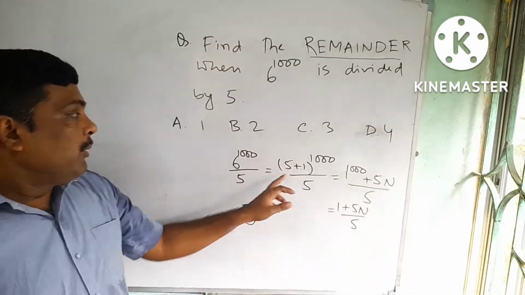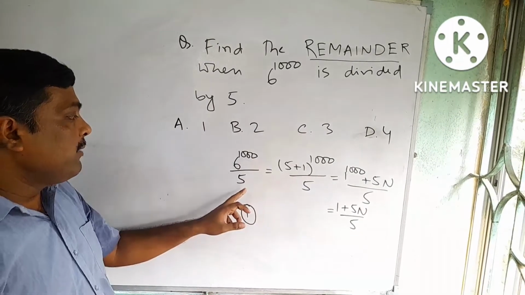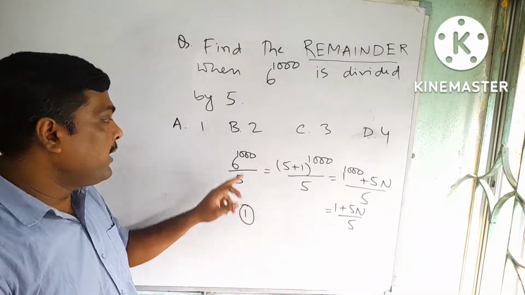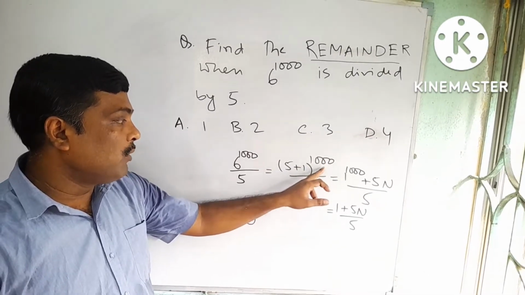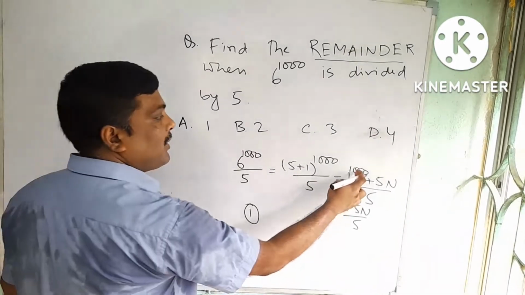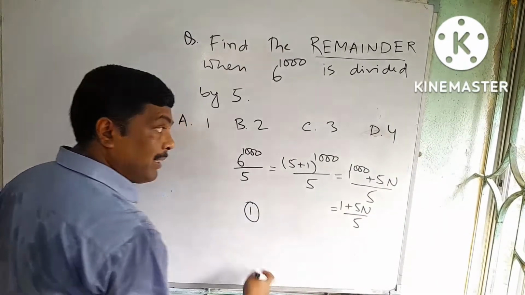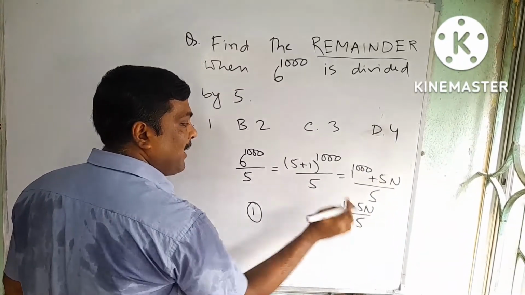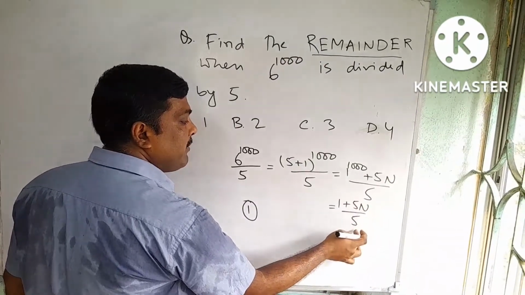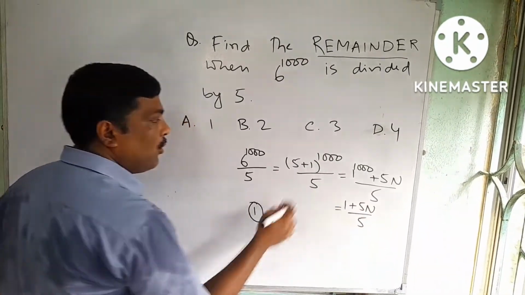Okay? 6^1000 is divided by 5, find the remainder. 6 can be written as 5 plus 1, so (5 + 1)^1000 is 1^1000 plus 5 into some natural number capital N. So 1^1000 is 1, so (1 + 5N) by 5. 5N is divisible by 5, so the remainder is 1.